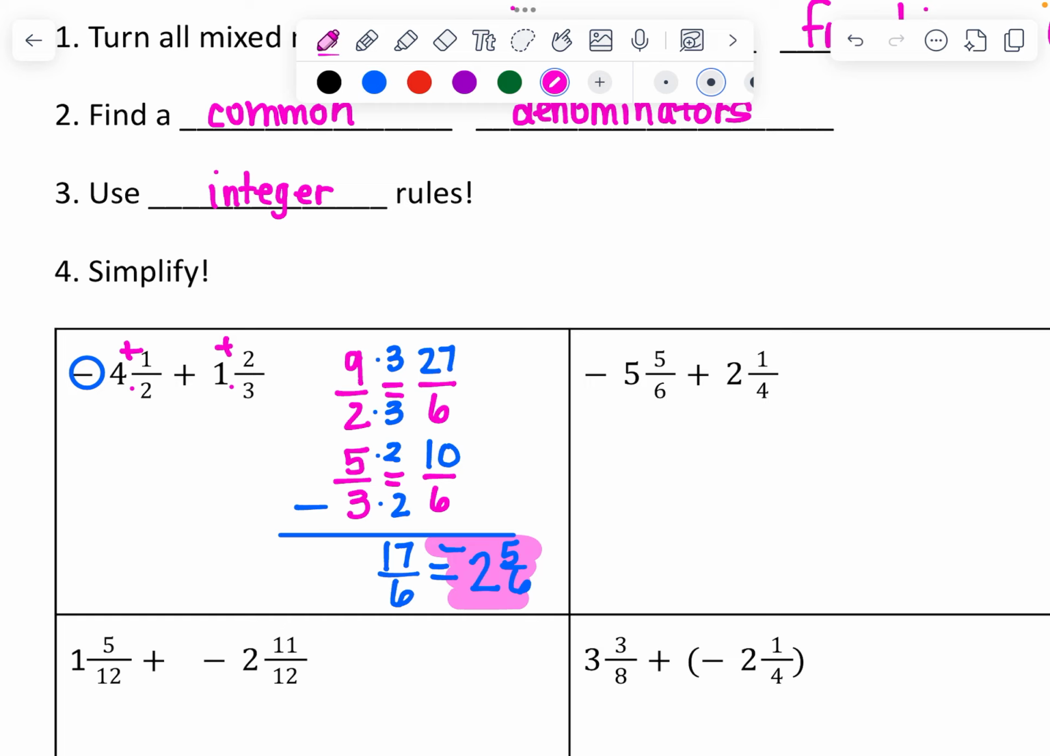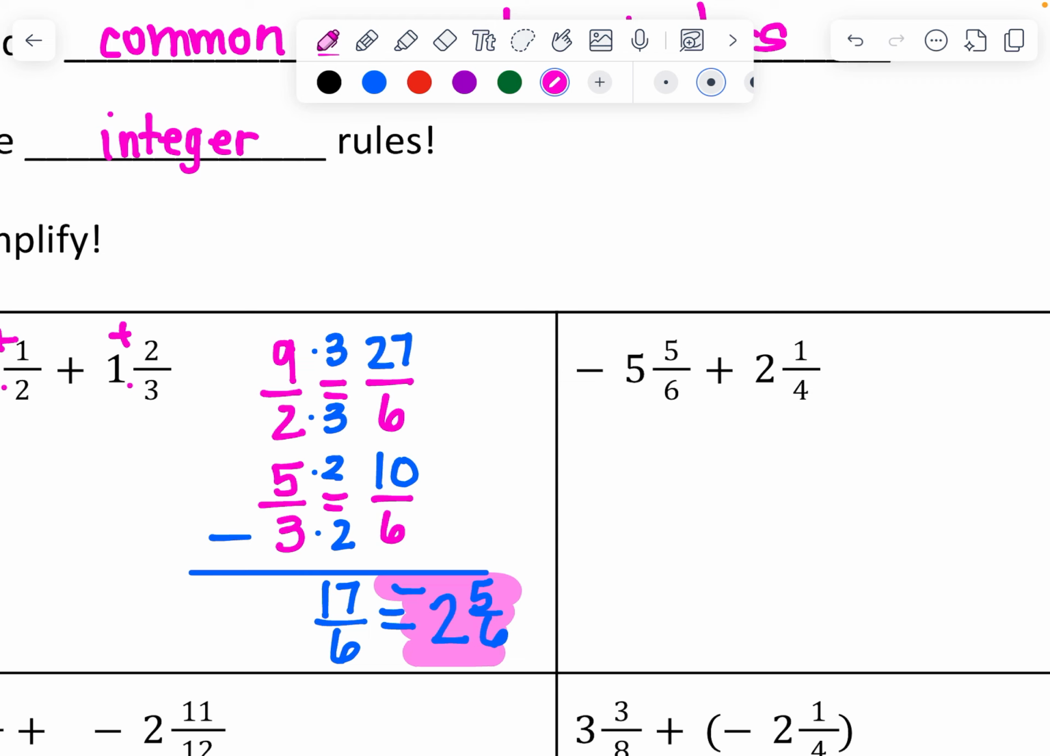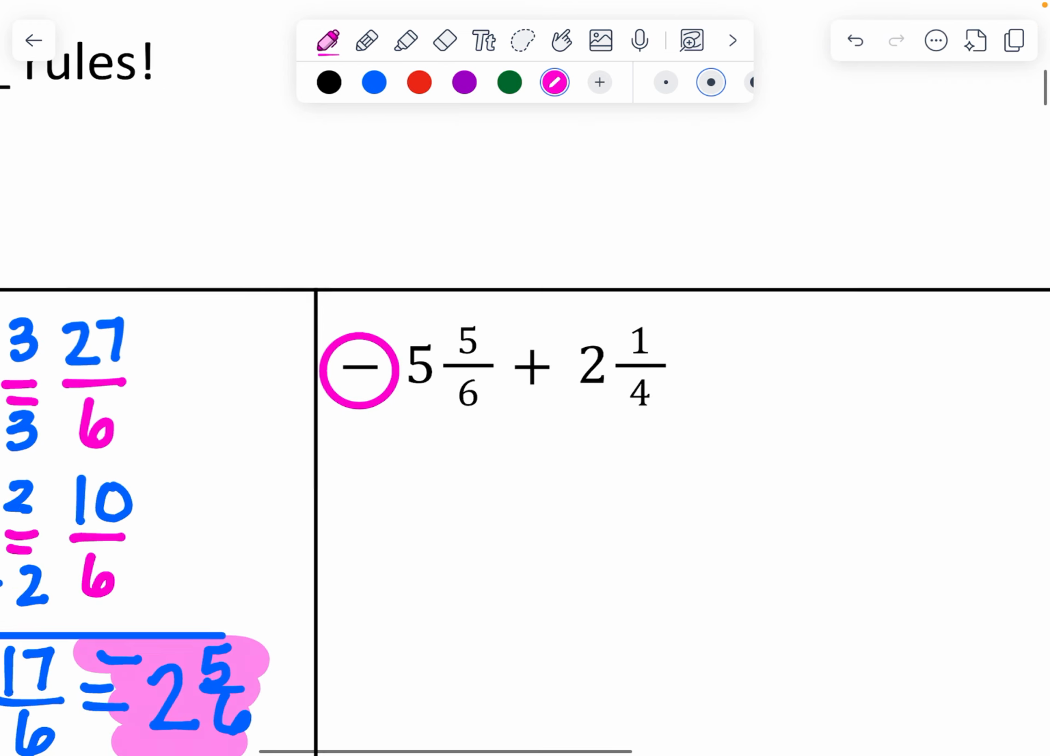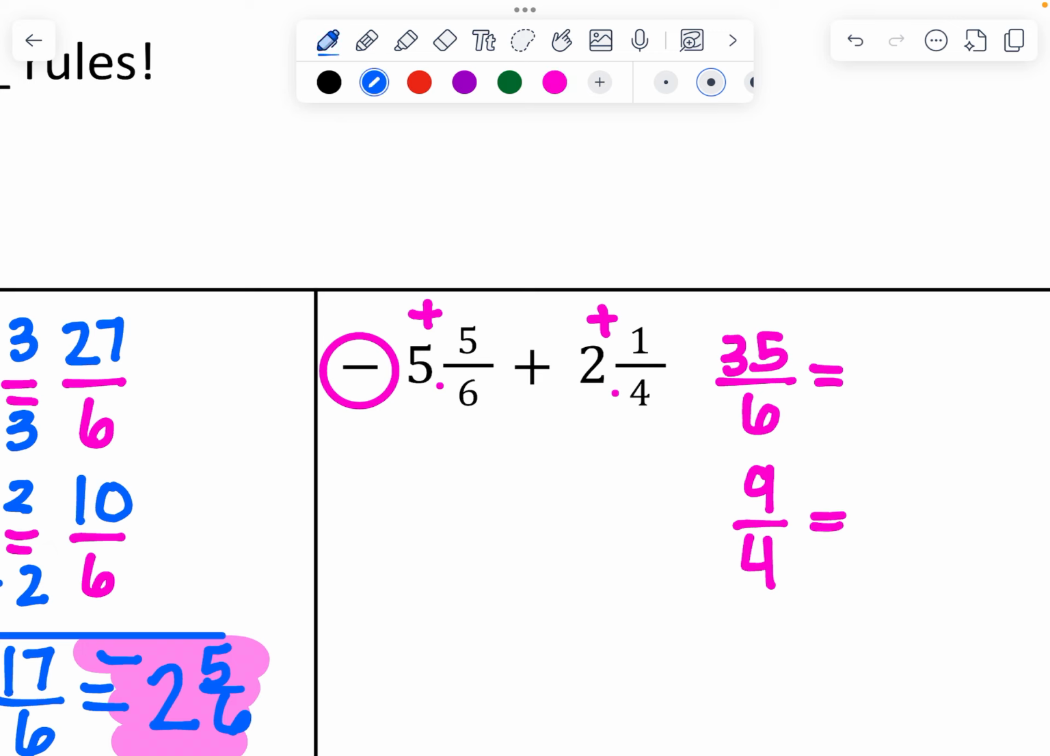Again, I see that I have a larger negative value and I have a positive. So I am going to change these into my improper fractions again. 5 times 6 is 30, plus 5 is 35 over 6. 2 times 4 is 8, plus 1 is 9 over 4. Common denominators. 6 and 4 both go into multiple numbers, but 12 is the smallest.